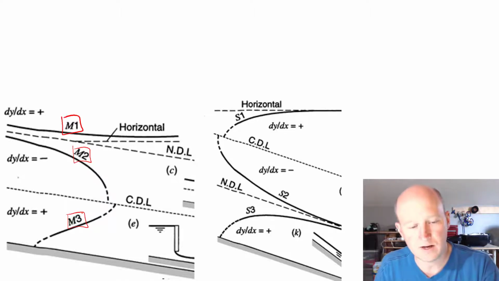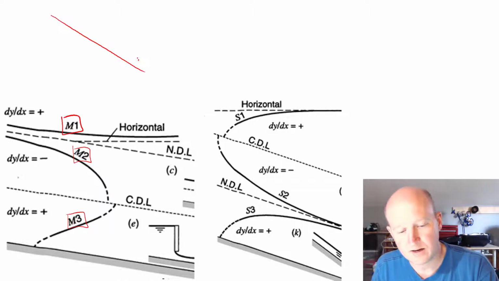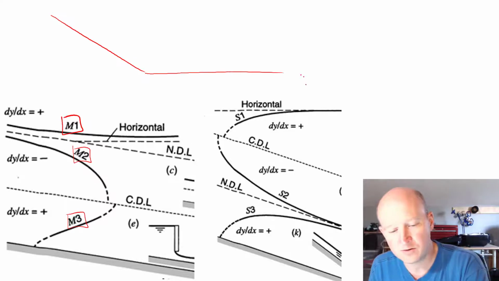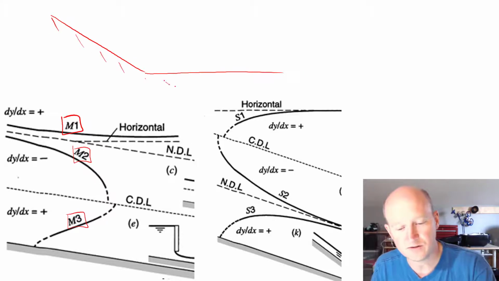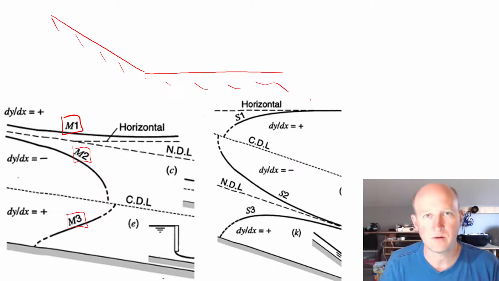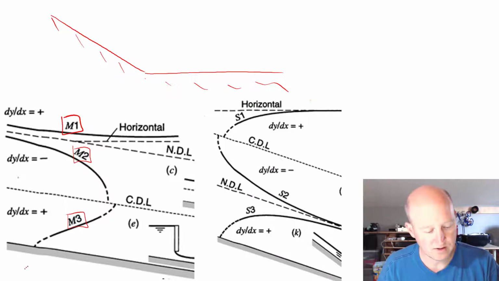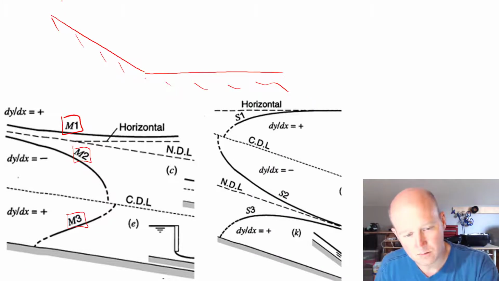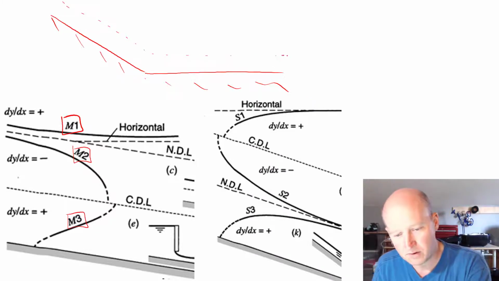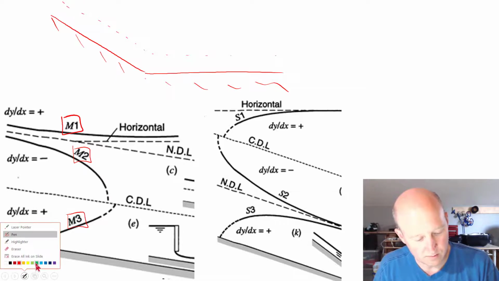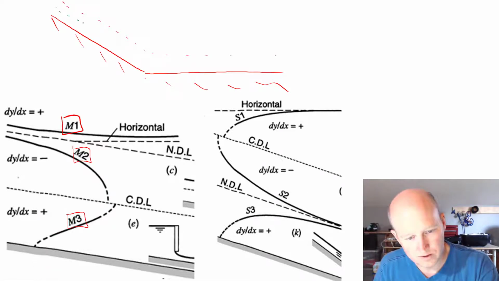So one example might be, we've got a steep slope going into a mild slope. And how do we know if it's a steep or mild slope? Well, if normal depth is supercritical, then it's a steep slope. And if normal depth is subcritical, then it's a mild slope. So in this case, we would have critical depth, and then it would be followed by drawing in normal depth.